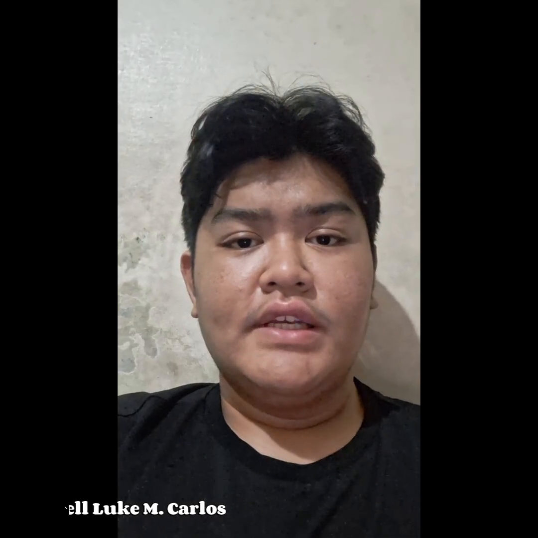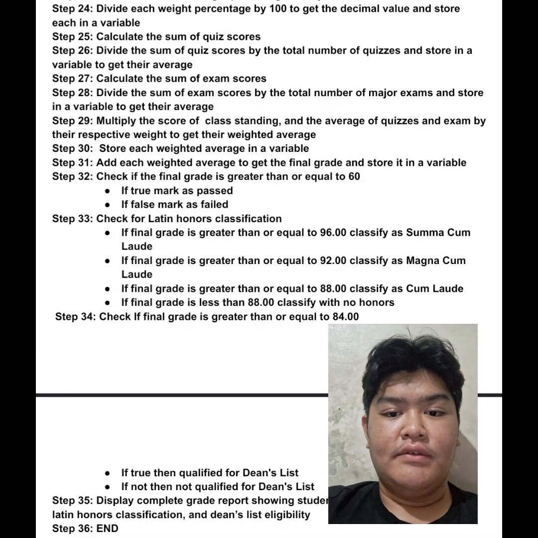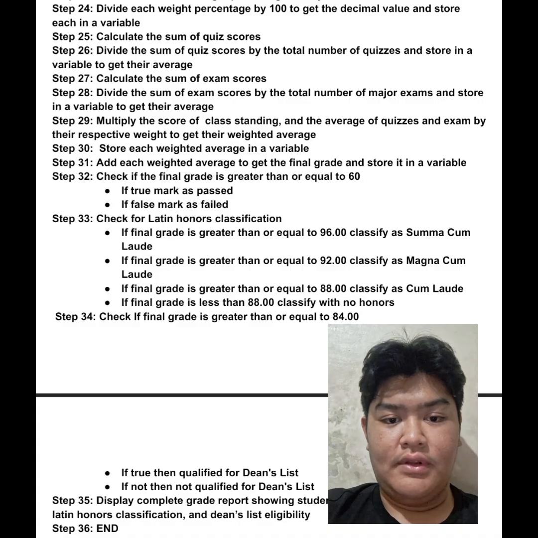Now, for the next part of our algorithm, I'm going to explain the step-by-step process on how our system calculates the student grade, checks if the student has passed or failed the subject, checks for Latin honors classification, and dean's list eligibility. For the first step, we divided each weight percentage by 100 to get the decimal value and we stored them in their own variable.